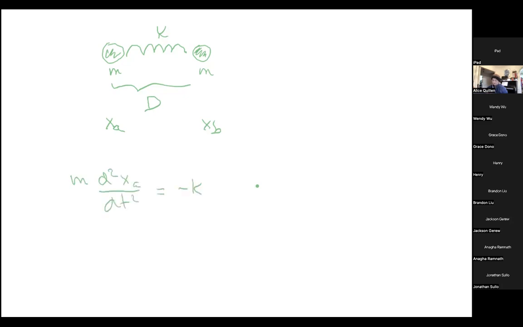Minus K times XA minus XB plus L. And then there was an equal and opposite force on the other mass. And L is the rest length of the spring.